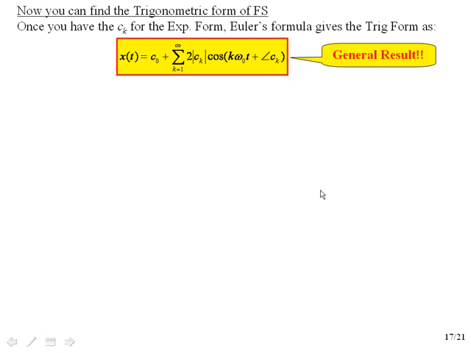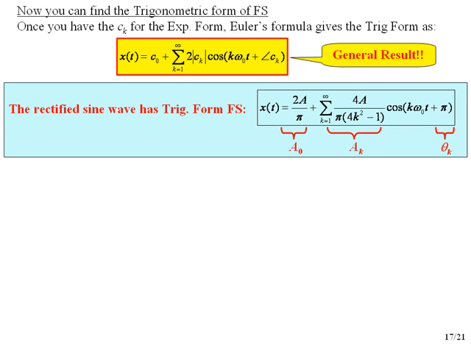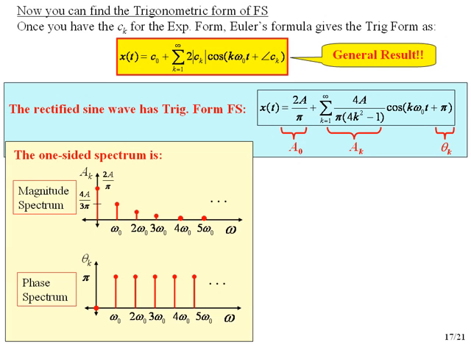So now we can find the trigonometric form, if we wish, of this Fourier series. Once we have the c sub k's, we can use this general result that we've already seen. And so the rectified sine wave has this trig form. And so we can then plot our one-sided spectrum of this. So it looks like this. There's our magnitude spectrum and our phase spectrum.